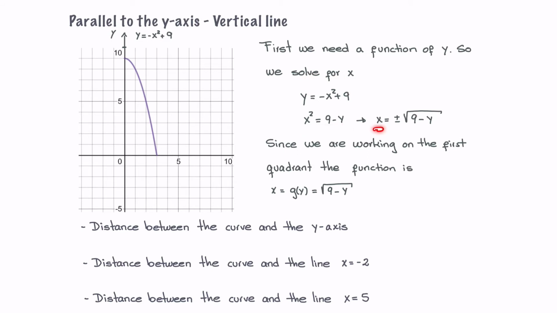When you solve for x, you get the positive or negative square root of 9 minus y. But because the graph of the function is in quadrant 1, you just discard the negative sign. Okay, discard that. And your function then becomes this one right here. And g of y, let me write it there. G of y is going to be, or this function here is square root of 9 minus y. Okay, in terms of y.